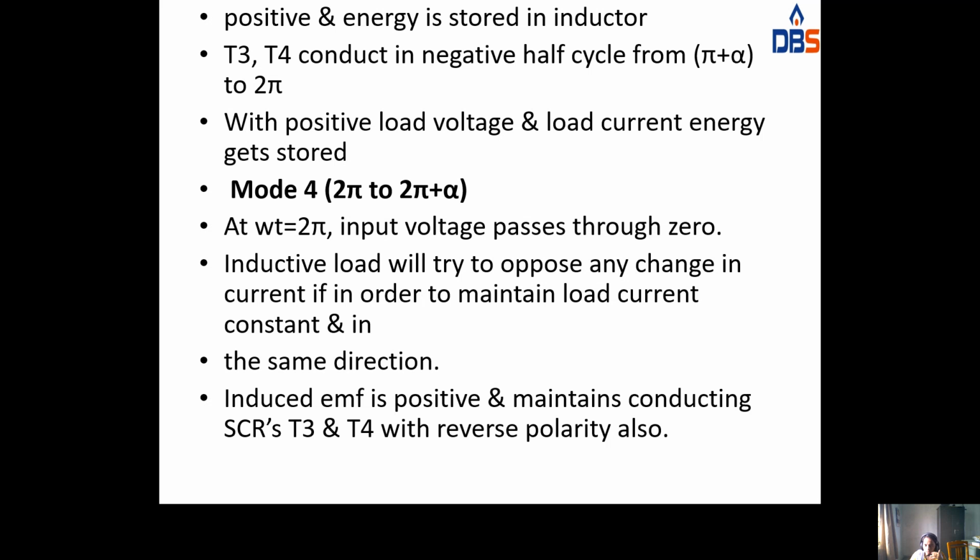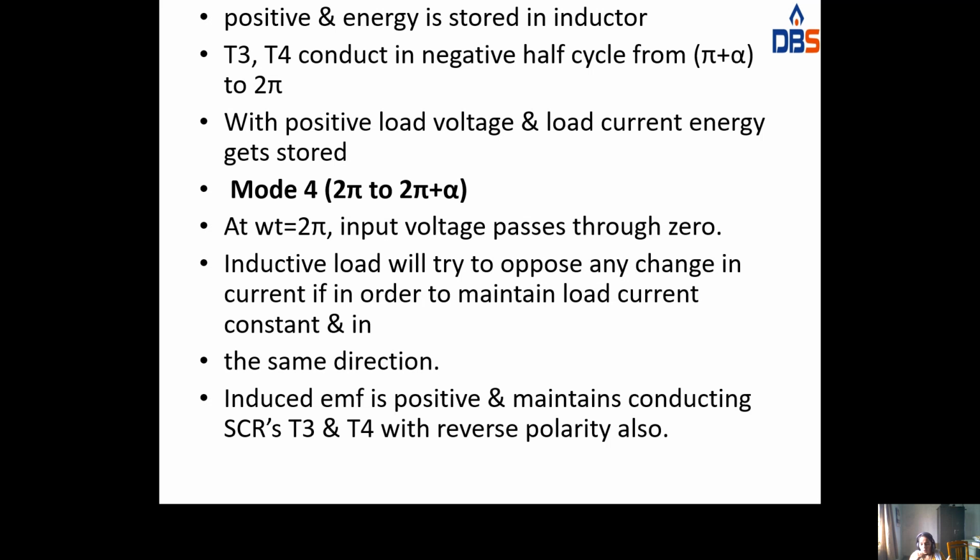Okay, so T3, T4 conduct in the negative half cycle from pi plus alpha to 2 pi with a positive load voltage and load current, and energy gets stored. So T3, T4 will be operated in the negative half cycle, but with a positive load voltage and load current. That's why the energy gets stored.